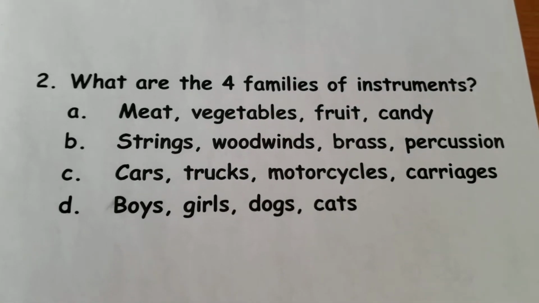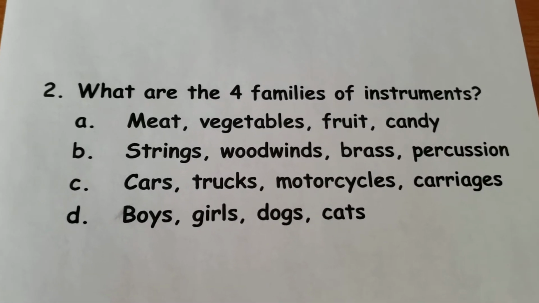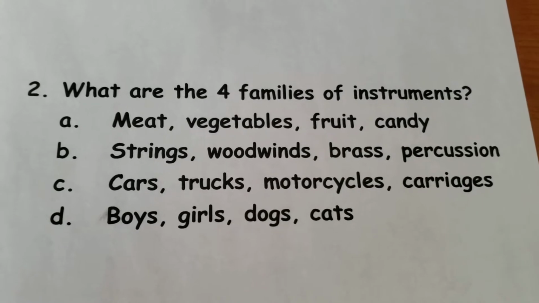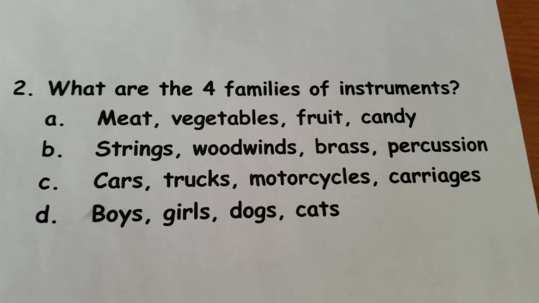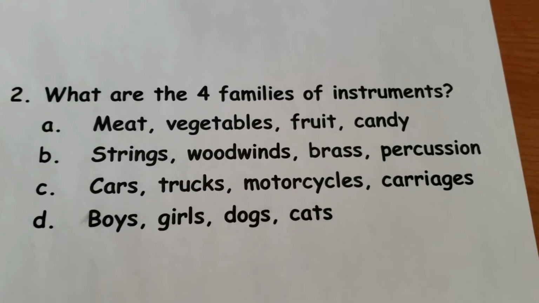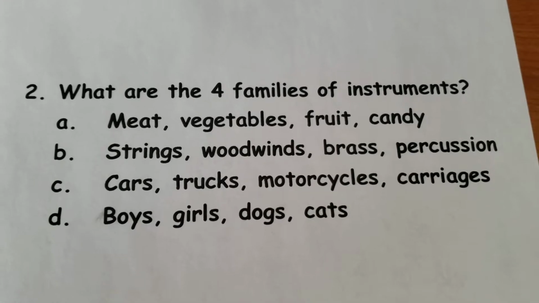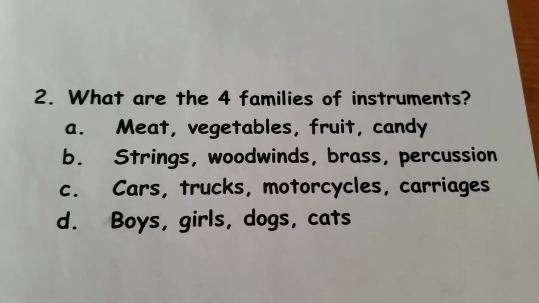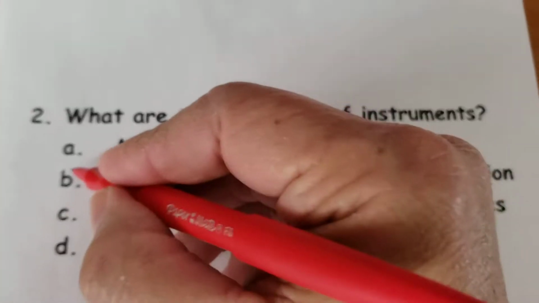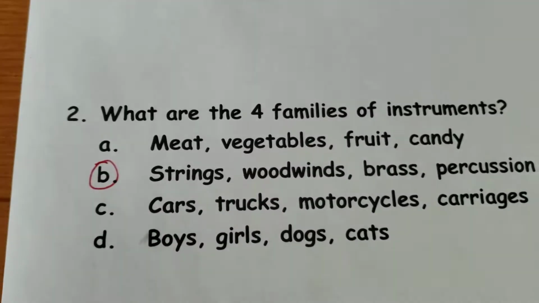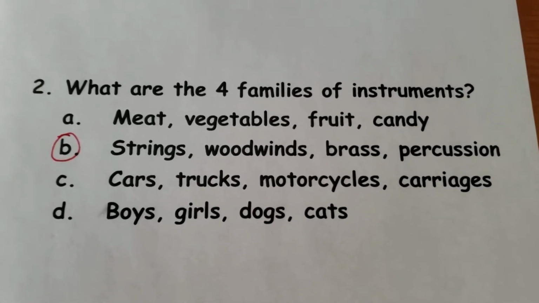All right, the next question. What are the four families of instruments? Are they A, meat, vegetables, fruit, and candy, B, strings, woodwind, brass, and percussion, C, cars, trucks, motorcycles, and carriages, or D, boys, girls, dogs, and cats? Well, if you said B, strings, woodwind, brass, and percussion, you are right.